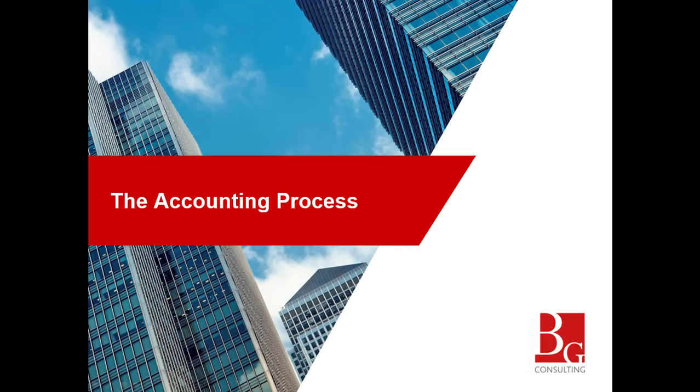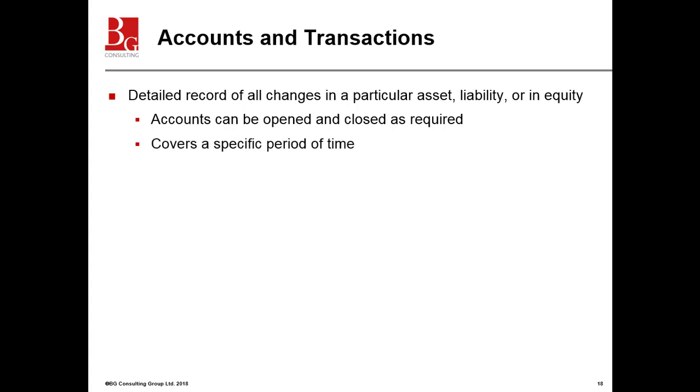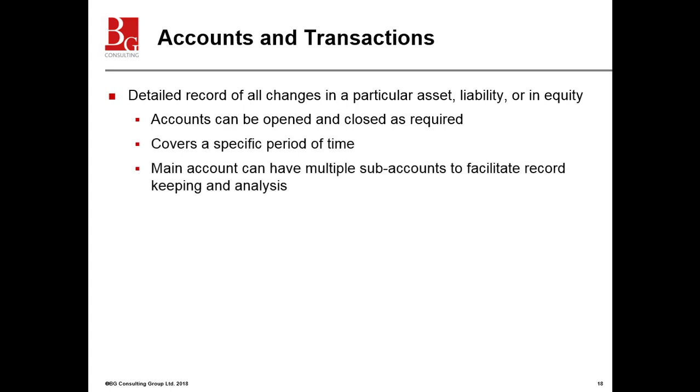So now let's look at the accounting process. We'll start by looking at accounts and transactions. Companies keep a detailed record of all changes in assets, liability, or equity. And the individual accounts within those categories can be opened and closed as necessary. They will cover a specific period of time. And note that the main account in any category can also have multiple sub-accounts to help record keeping.